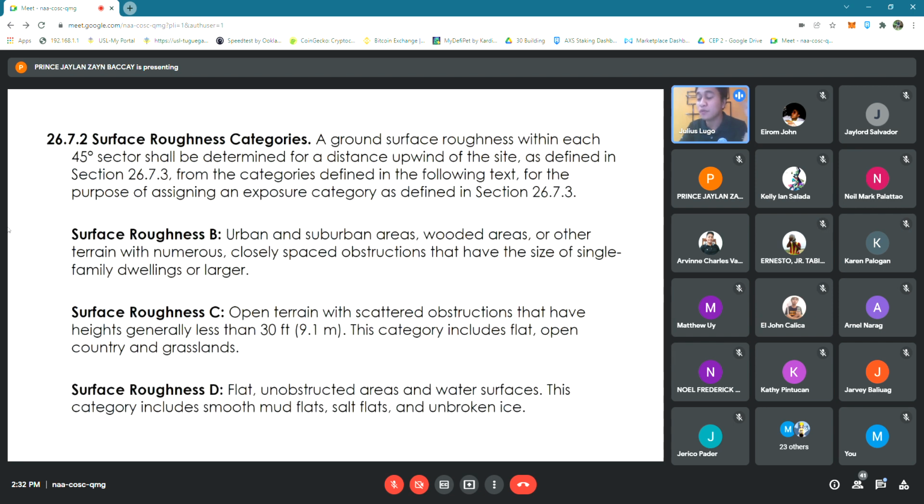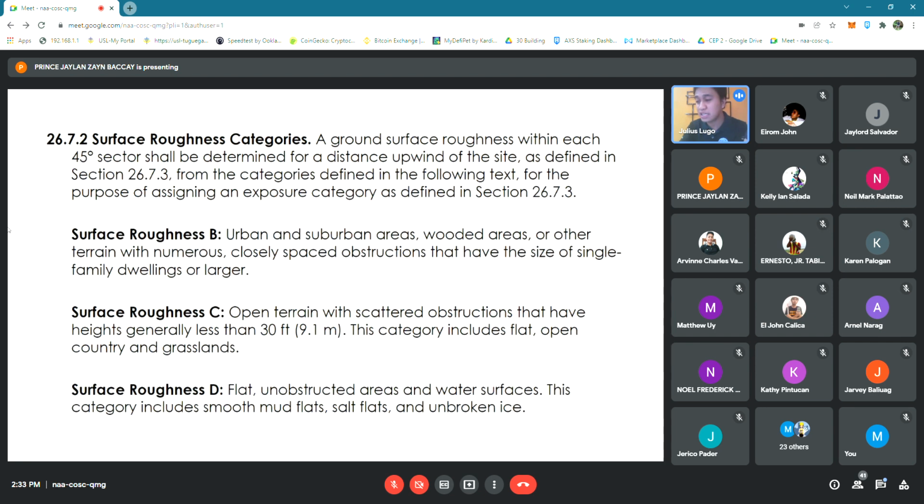Okay, so for surface roughness B, identify nyo lang guys, lahat ng surface or lahat ng place na urban, suburban areas, wooded areas, or other terrain with numerous closely spaced obstructions. Okay? Yun ay surface roughness B. Okay? For surface roughness C naman, ito naman yung mga open terrains. Okay? Pero meron din siyang obstructions, guys. Pero yung obstructions yun is generally, okay, in average, less than 9.1 meters. Okay, that's surface roughness C.